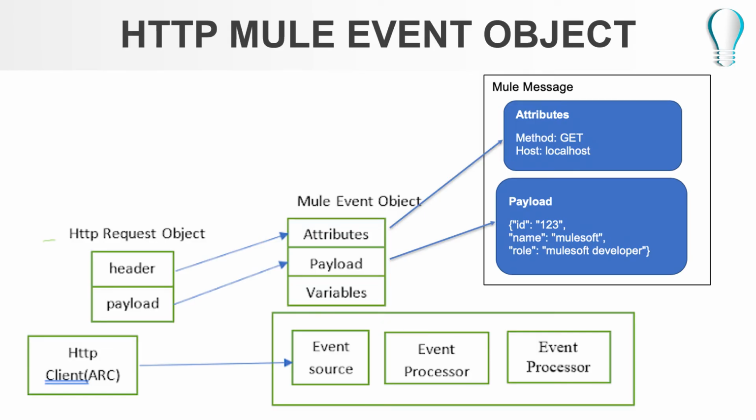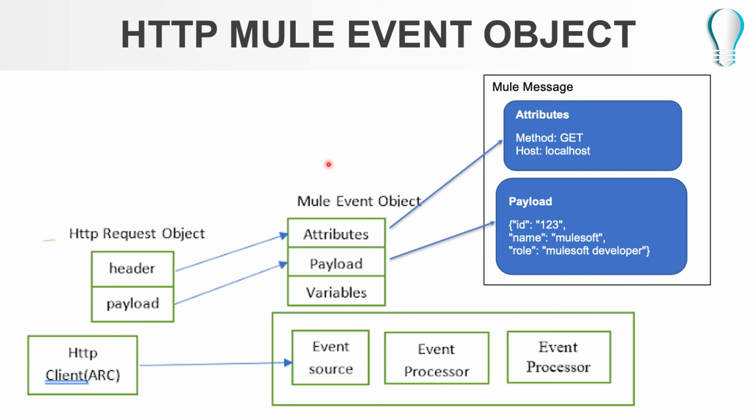We had discussed the Mule event object. Now let's discuss more about the HTTP Mule event object. So in the HTTP Mule event object, you must be using Postman or SOAP or HTTP client ARC maybe to trigger your flow. Event source, when it receives that request, then it processes it as discussed earlier. But in this case, if you see the HTTP request object, it has header and payload.